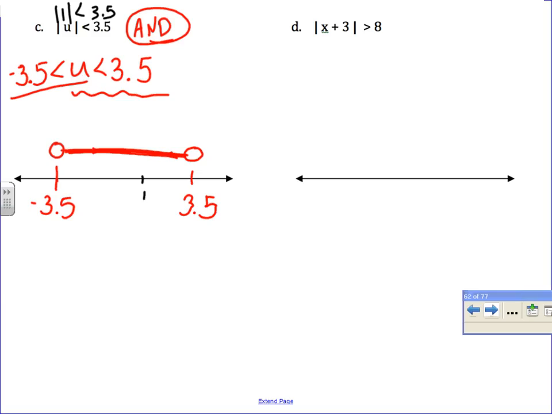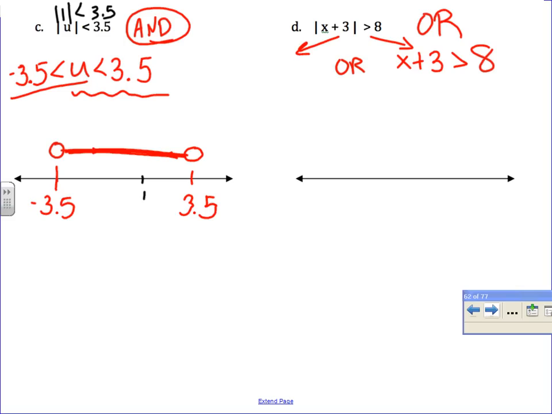Let's go to some of the harder ones, and let's go to letter D. Letter D, we have absolute value of x plus 3 greater than 8. So greater, we know it's going to be an OR problem. So we're going to split this one up because it's already in the form absolute value of something is greater than something. So rewrite it just like it is without the absolute value symbol. So x plus 3 greater than 8. So I'm going to put that one on the right. That one's always going to be the one that's the same, just without the absolute value symbol.